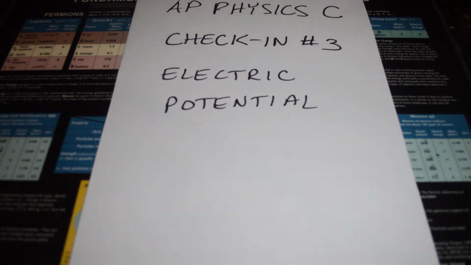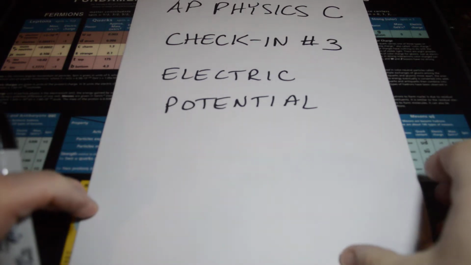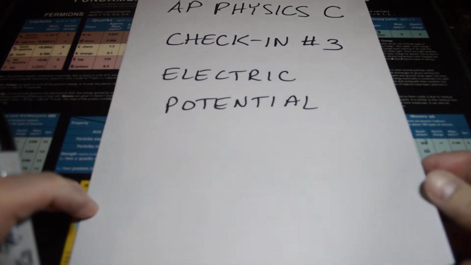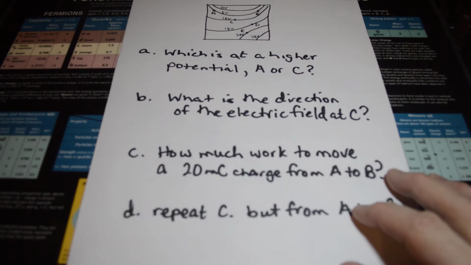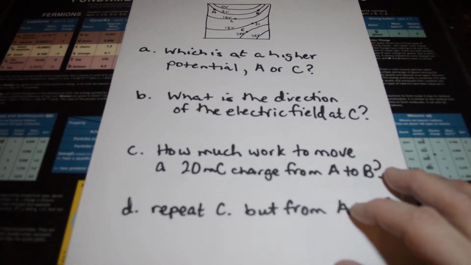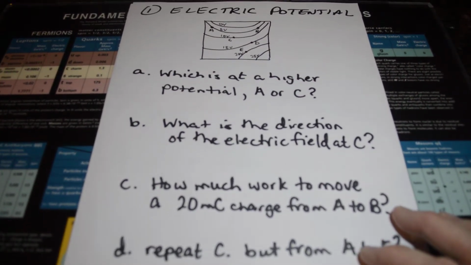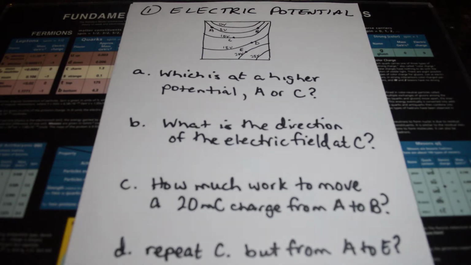Okay, we're back. Here we have check-in number 3 for AP Physics C. This one has to do with electric potential. If you haven't already looked at these, take a look. The picture that I had sent to you looks something like this.